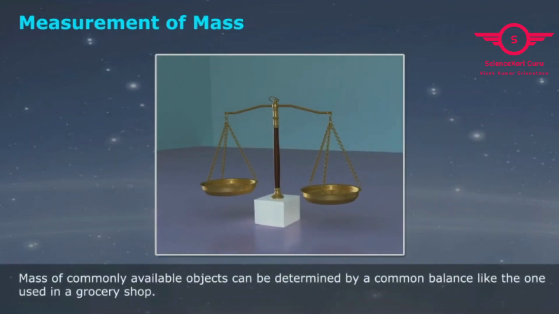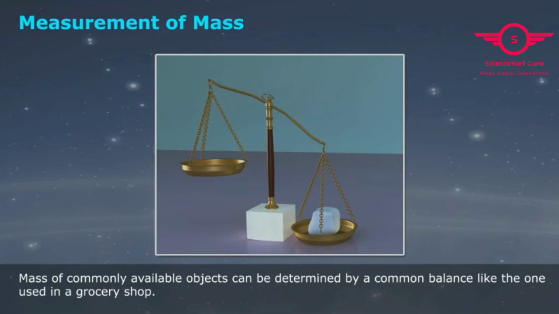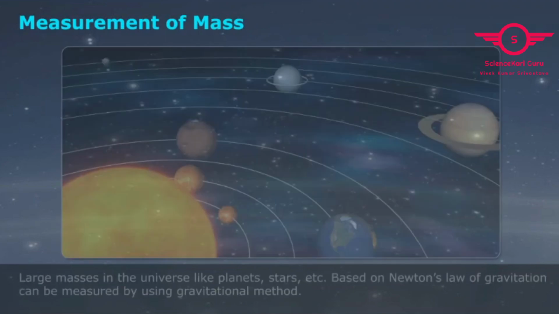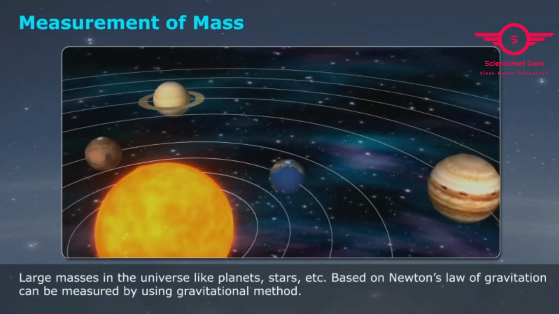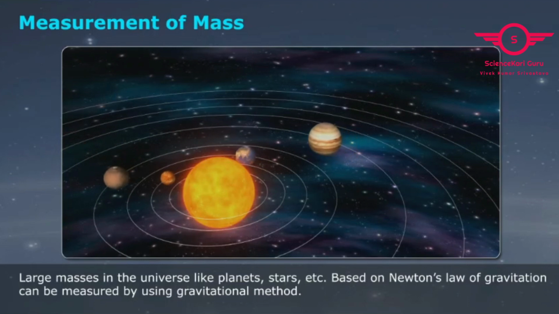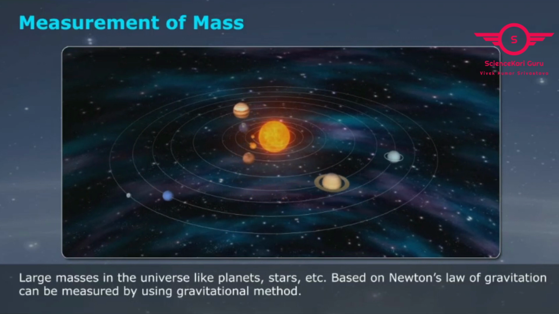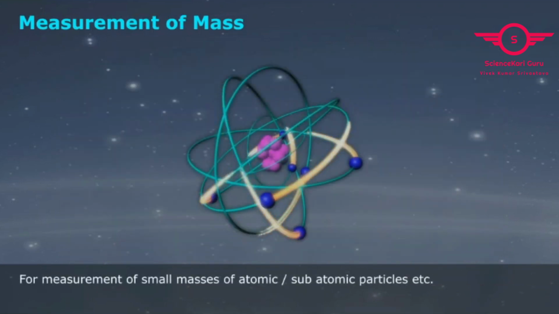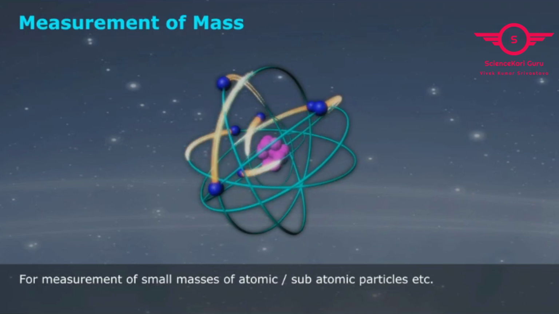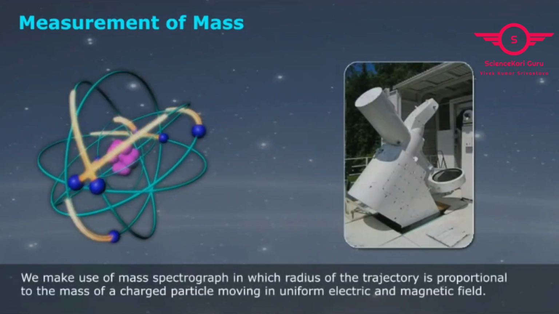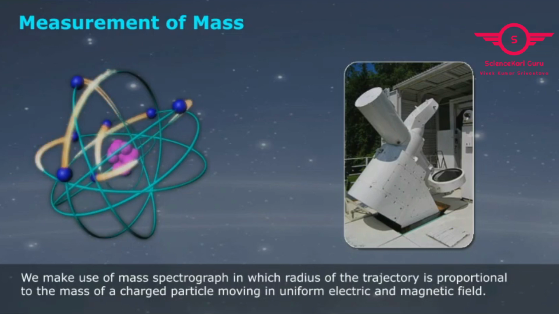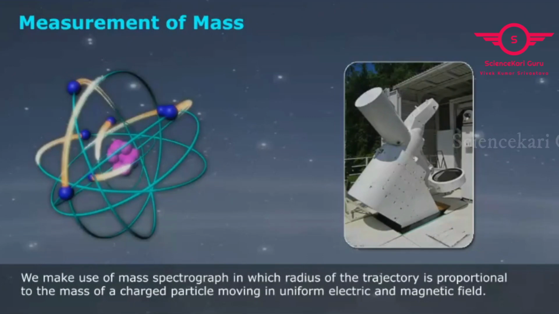Mass of commonly available objects can be determined by a common balance like the one used in a grocery shop. Large masses in the universe, like planets, stars, etc., based on Newton's law of gravitation, can be measured by using gravitational method. For measurement of small masses of atomic or subatomic particles, etc., we make use of mass spectrograph, in which radius of the trajectory is proportional to the mass of a charged particle moving in uniform electric and magnetic field.